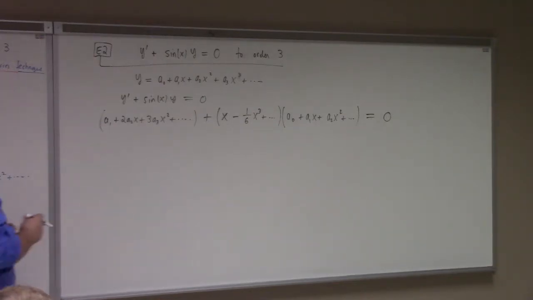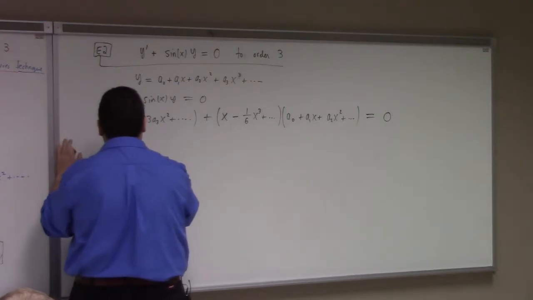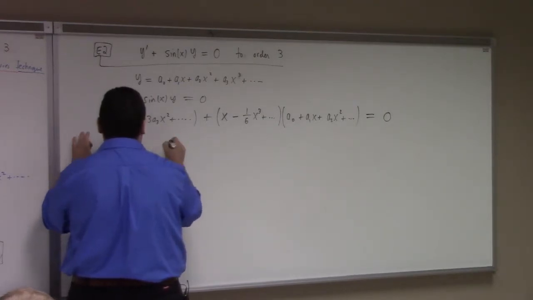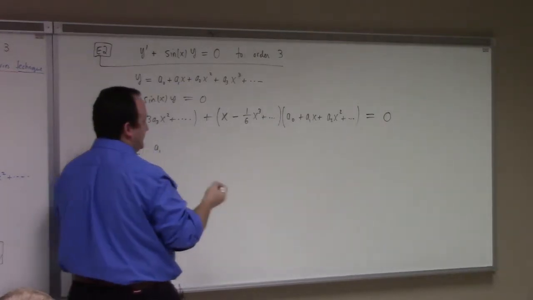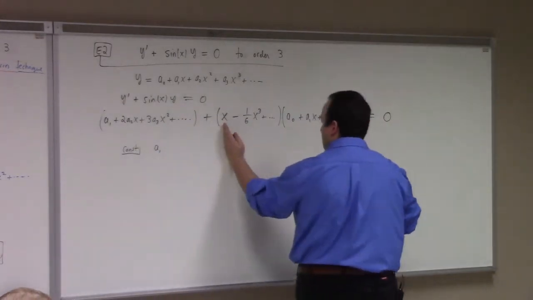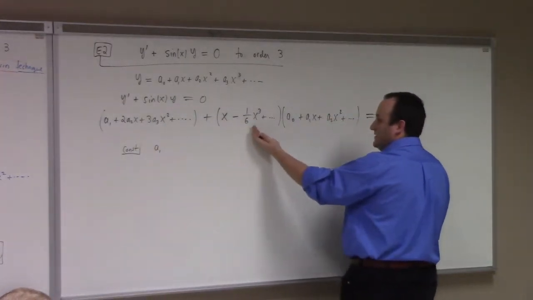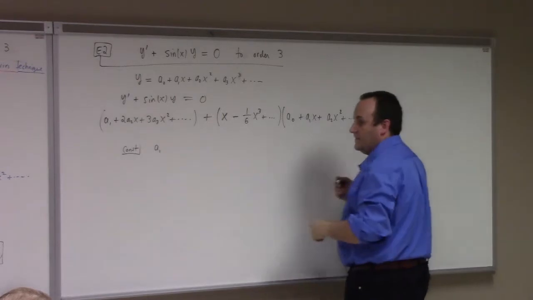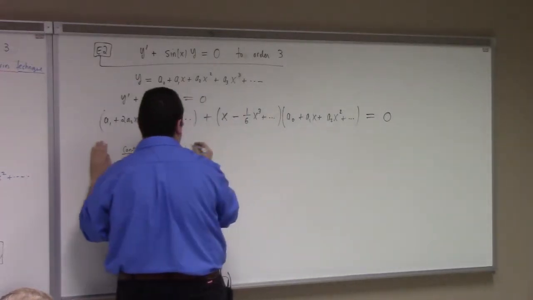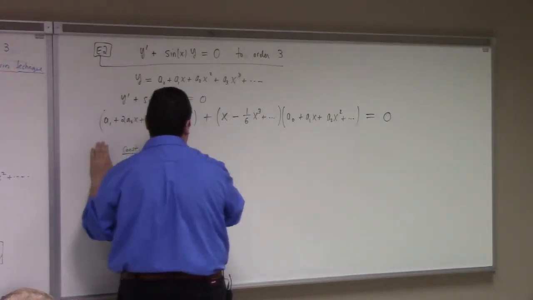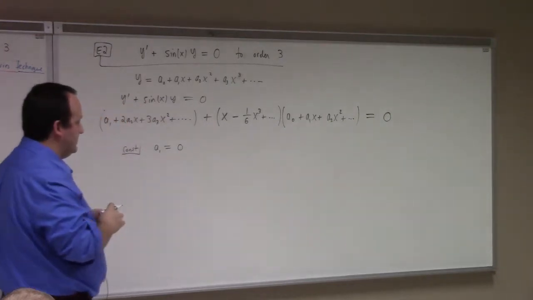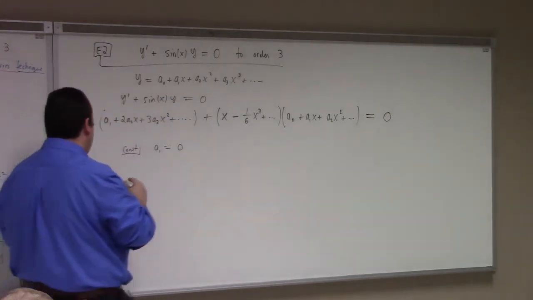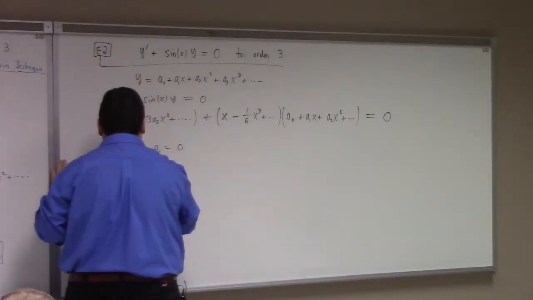For example, the constant terms. What do I got? I've got a1. Anything else? No, because I got at least an x here, right? So that's it, a1 equal to 0. Well, that was not bad. It's apparently a1 is 0.